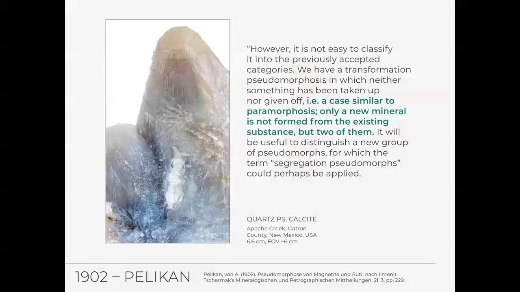He notes that it doesn't fit into any of the existing classifications, proposing a new category be added for segregation pseudomorphs. These are pseudomorphs that are formed by exsolution, where multiple minerals will separate out from a solid solution after crystallization. Magnetite and rutile after ilmenite are a great example of this, but another one is perthite in feldspars.